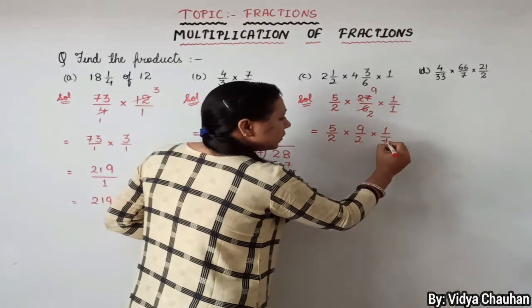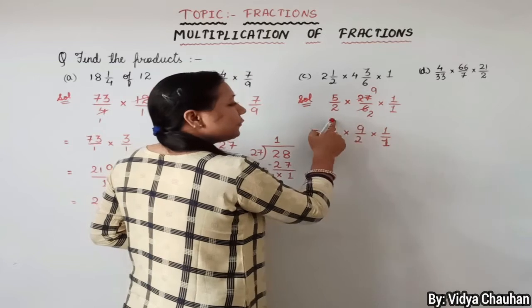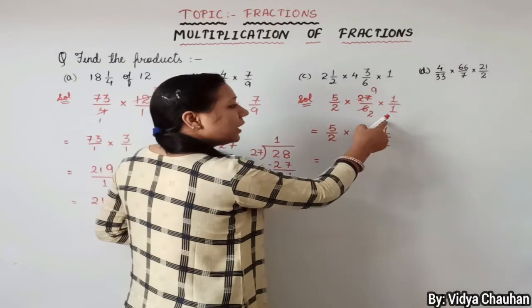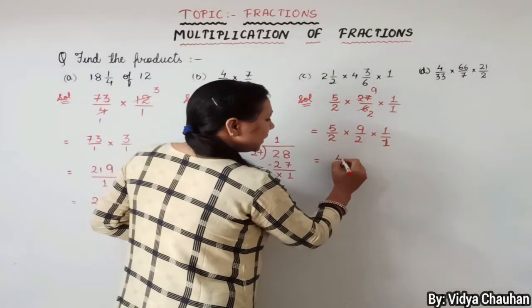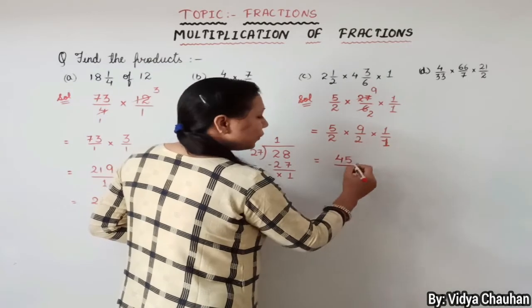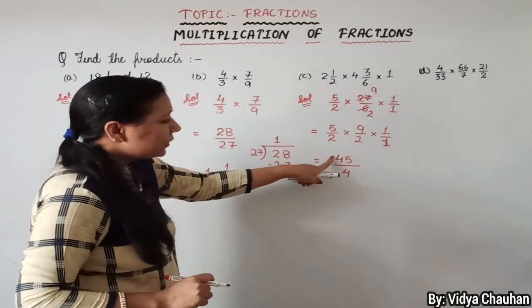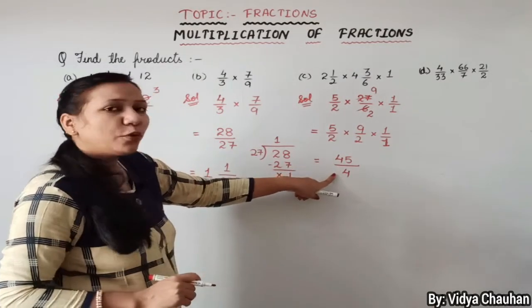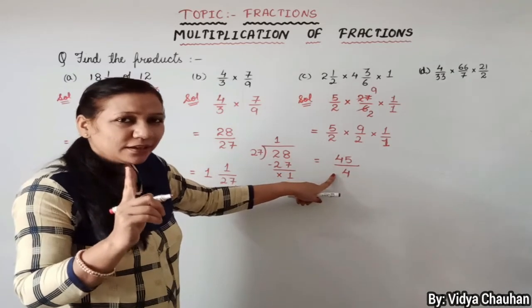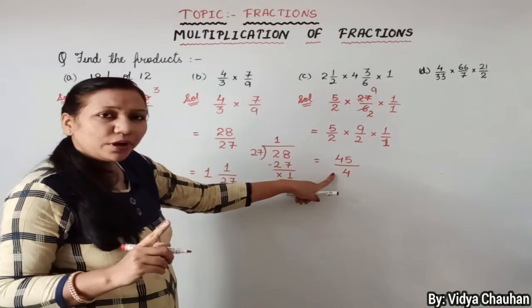Now multiplying the numerators together, 5 9s are 45 multiplied by 1 is 45. 2 2s are 4 and 4 1s are 4. Once again you can see the result is 45 upon 4, which is again an improper fraction.